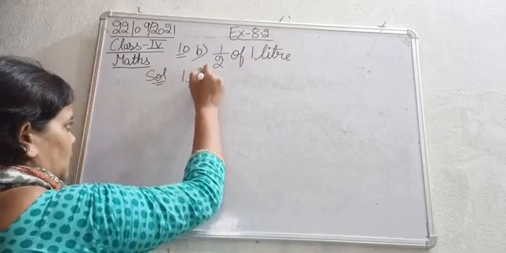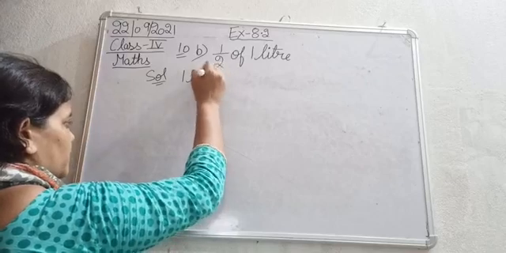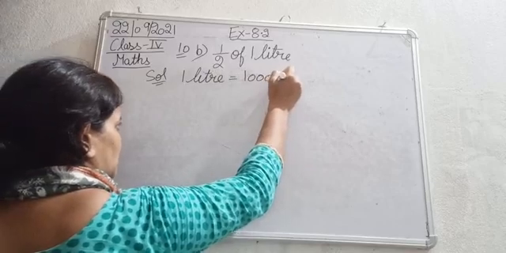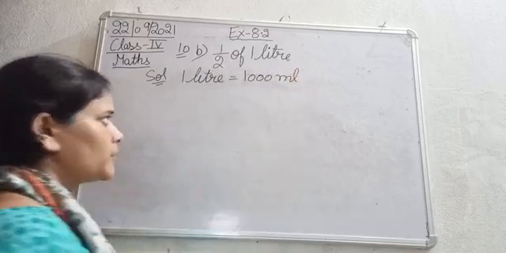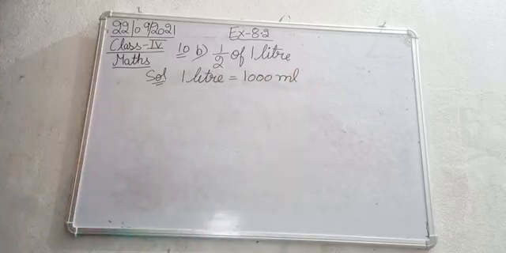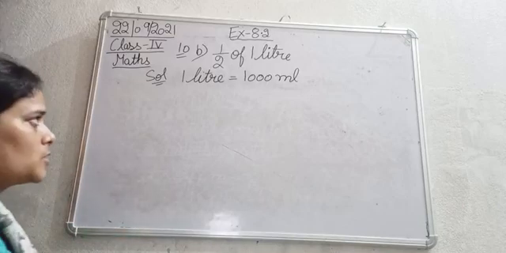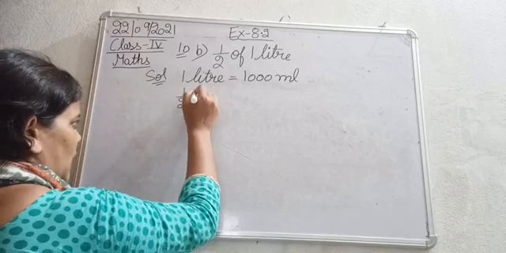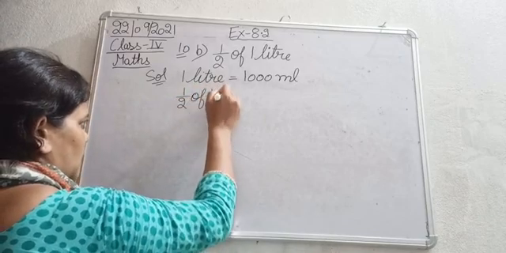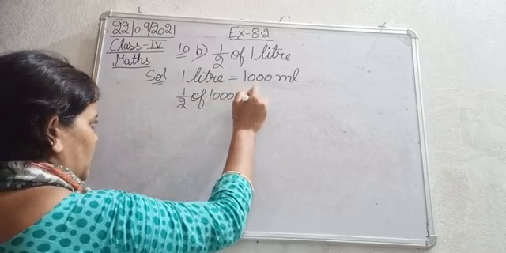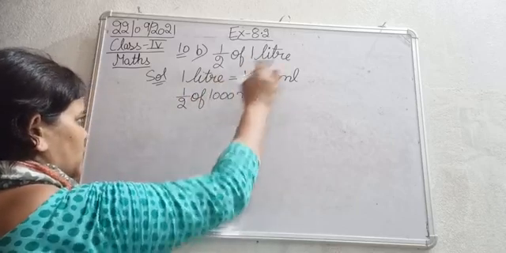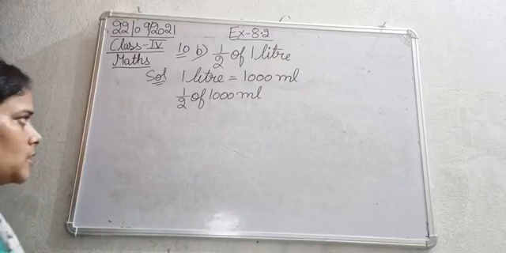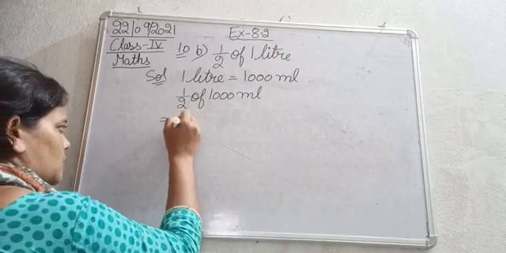1 liter is equal to 1000 milliliters. So now we have to find half of 1000 milliliters, because 1 liter is equal to 1000 milliliters. So we have to find half of 1000 milliliters. Okay, so let's find out.